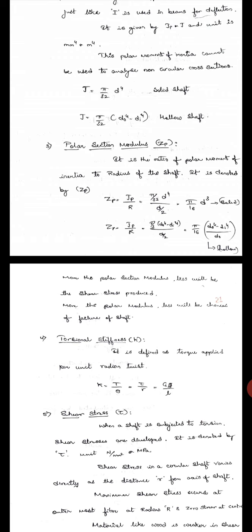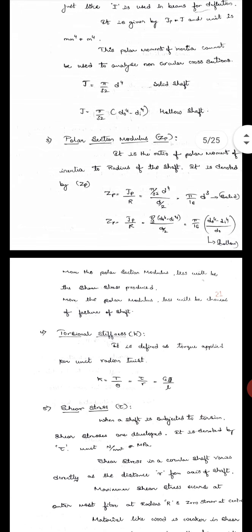Zp is Jp by R, that is pi by 32 d raised to 4 minus di raised to 4 whole upon d by 2. You get pi by 16 d raised to 4 minus di raised to 4 whole upon do. This is for hollow shaft. More the polar section modulus, lesser will be the shear stress produced. More the polar section modulus, less will be the chances of failure of the shaft. So this was about the polar section modulus Zp.